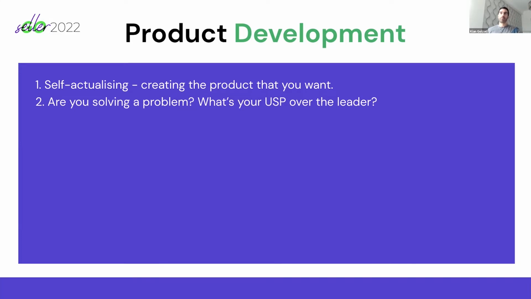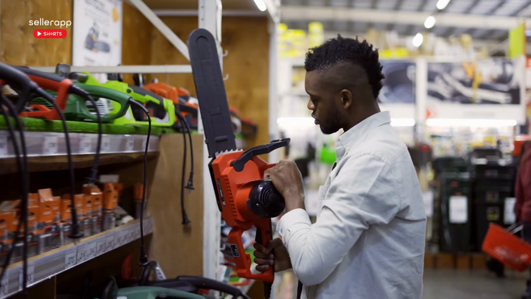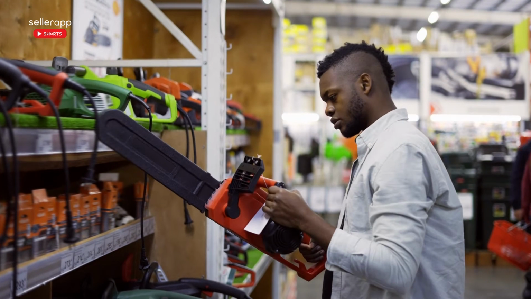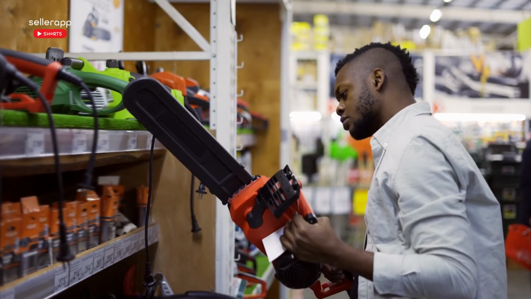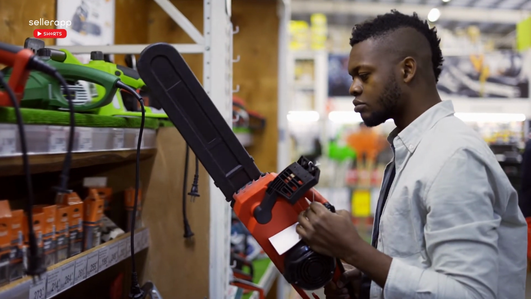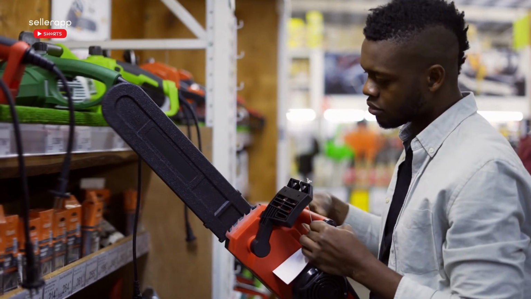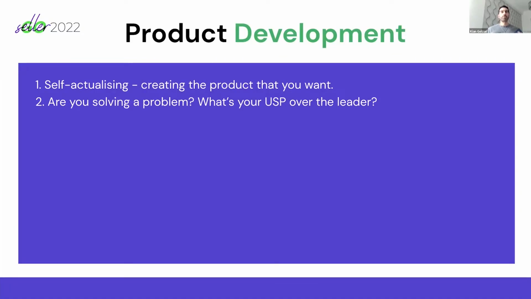And then after that, are you solving a problem? And what's your unique selling proposition over the leader? I honestly don't bother with products that are like, all right, let me just make it a little bit thinner, let me make it a little bit faster, let me make it a different color. I'm like, what problem am I actually solving here? And I'm going to show you a pretty cool example on the next slide. But whenever I'm developing a product, I'm asking myself, what is the function of this product? What is the outcome that whoever purchases this product wants to achieve? And am I solving that problem for them? And that's something we're going to talk about shortly.